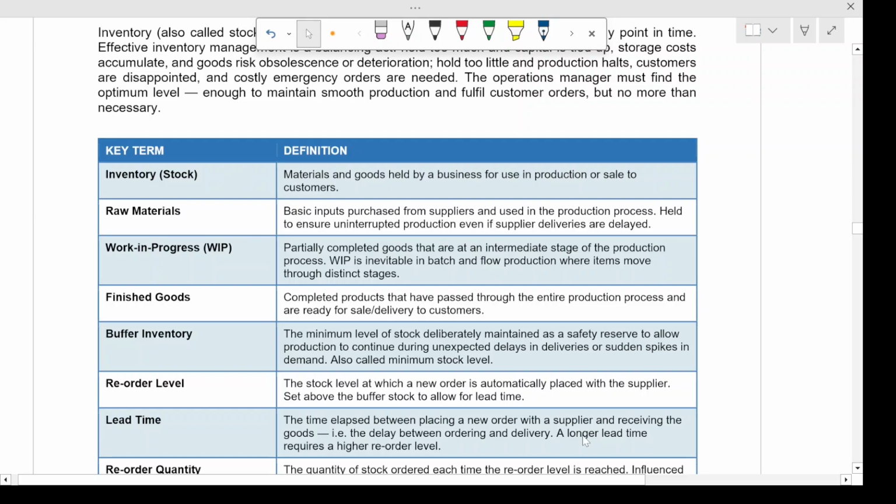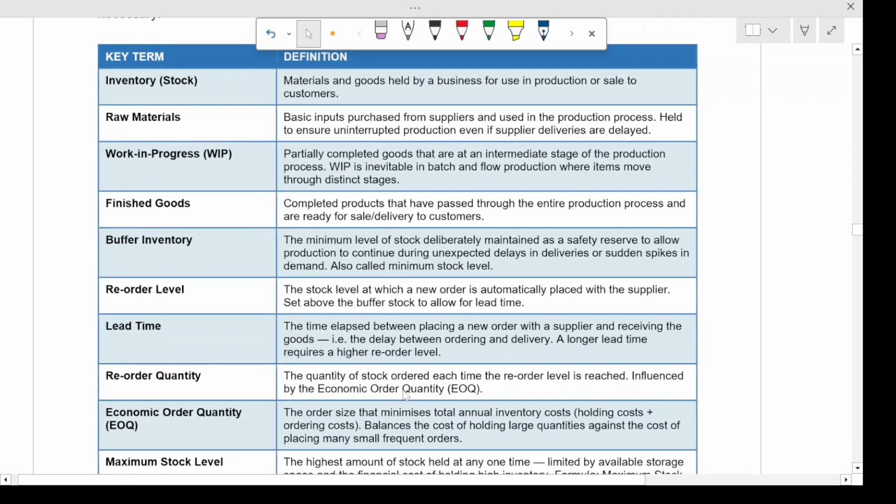So coming back, these are the definitions, so we're going to go through them quickly, as I hope that you now understand what everything is. Inventory: stock, materials and goods held by a business for use in production or sale to customers. As we discussed, they can be used in production, they can be held by you in raw form, or they can be held by you in finished form. These are all called inventory.